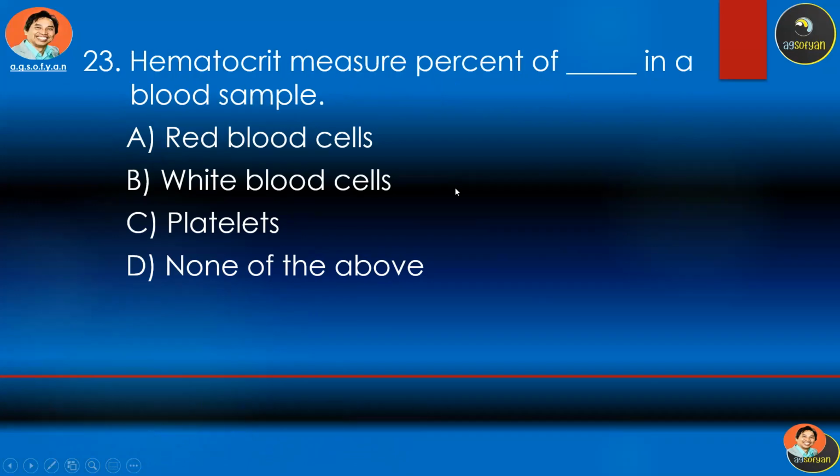Hematocrit measures the percent of blank in a blood sample. A, B, C, or D? This hematocrit measures the concentration of red blood cells. Therefore, if you have a low hematocrit value, it is usually an indication of anemia. Okay, so red blood cell.